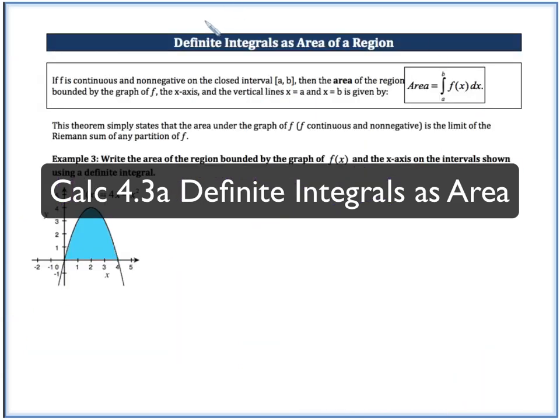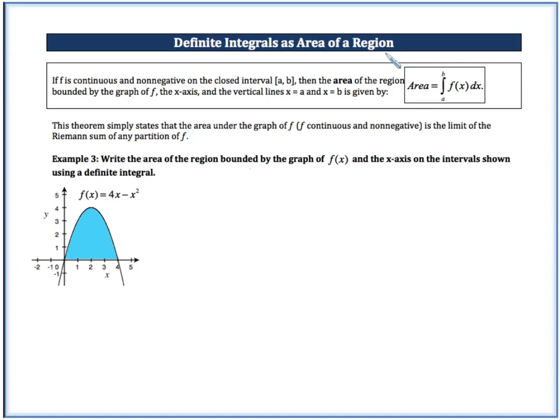Let's talk now about definite integrals as an area of a region. So we need to stipulate if f is continuous and non-negative on the closed interval a to b, then the area of a region bounded by the graph of f, the x-axis, and the vertical lines x equals a and x equals b is given by the definite integral from a to b of f of x dx.